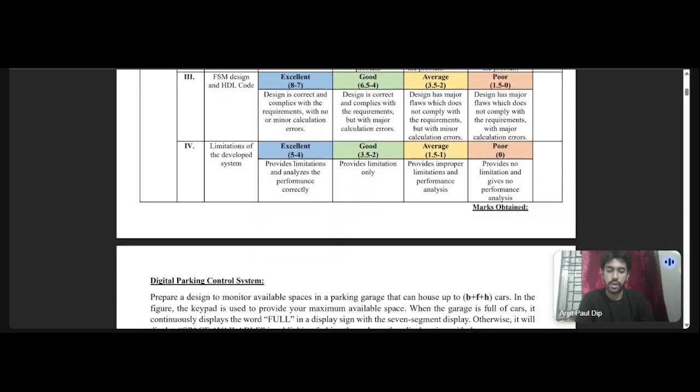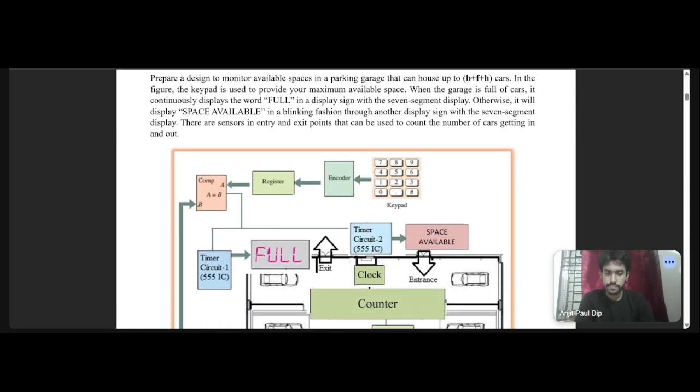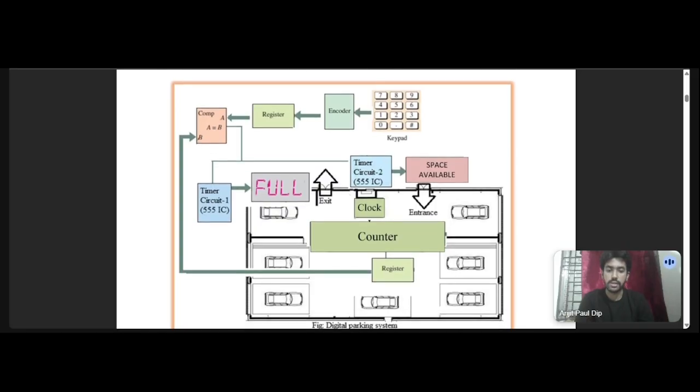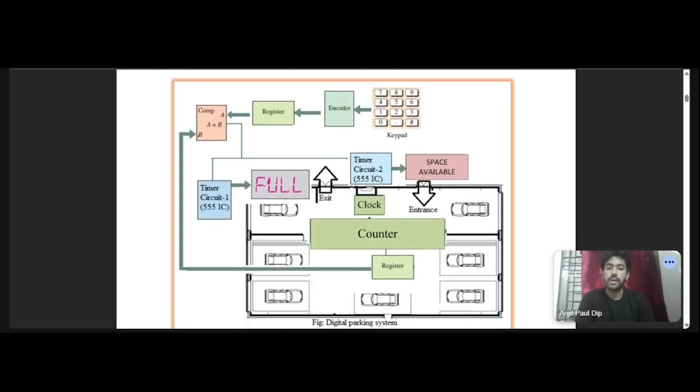All the tasks were based on this circuit diagram, which is basically a digital parking system. Here we took input from the keypad, which is the maximum capacity of our parking system, which is by the way determined by our student ID, so that the capacity is almost unique for everyone.